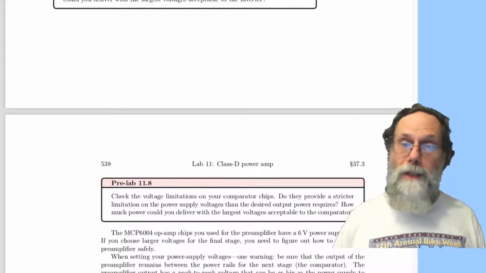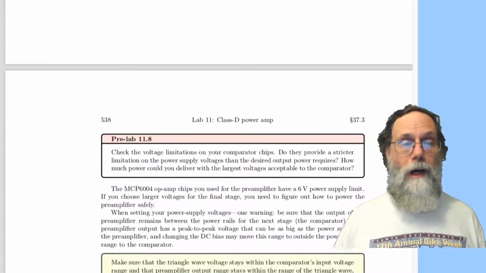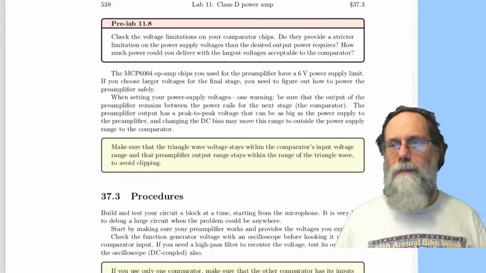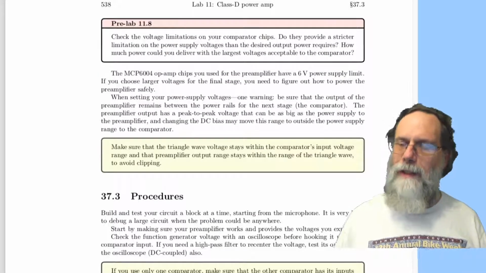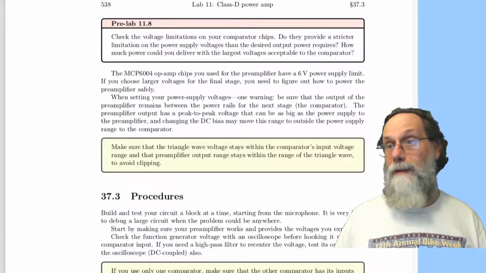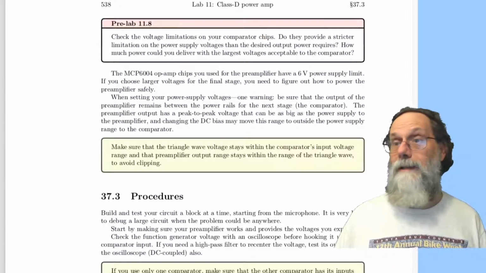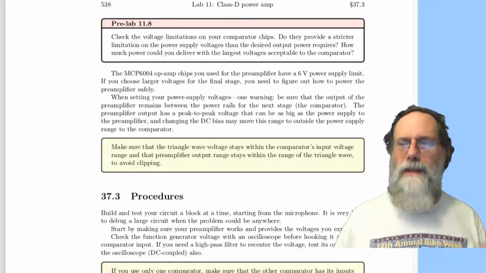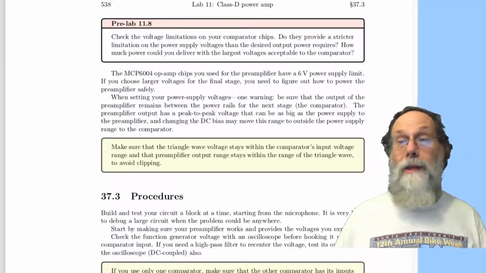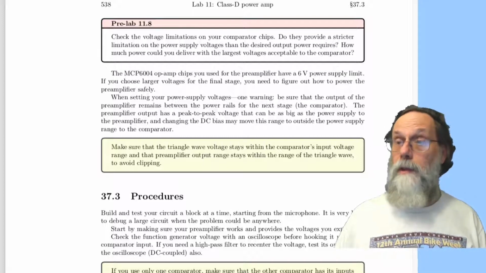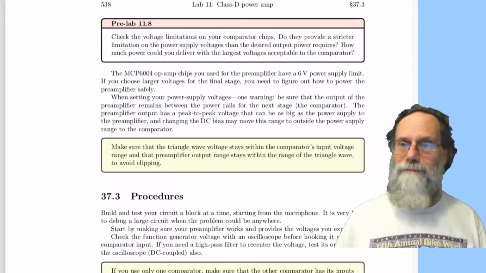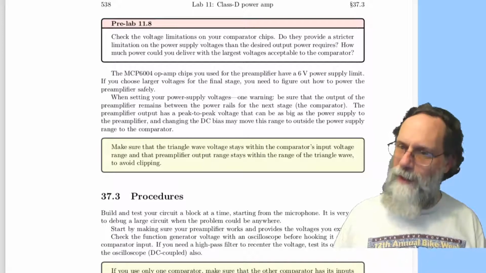And when you're building the design, start from the beginning. Start with the preamplifier. Okay, preamplifier, you already tested that in a previous lab. Test it again. Make sure it's still working. Check the output, and make sure that the voltage range is what you thought it would be when you did your design. So starting from the microphone, the preamplifier.